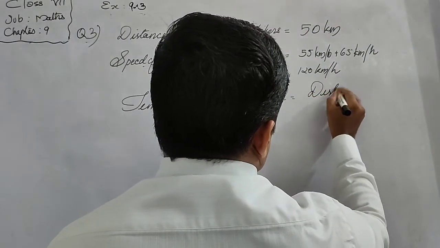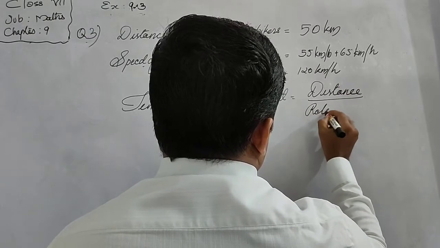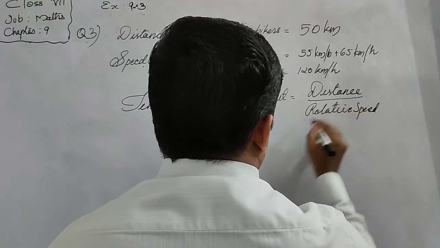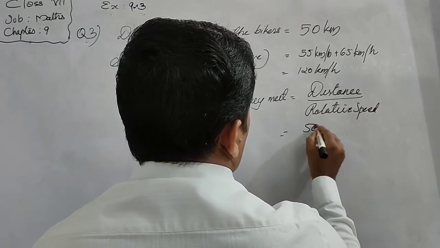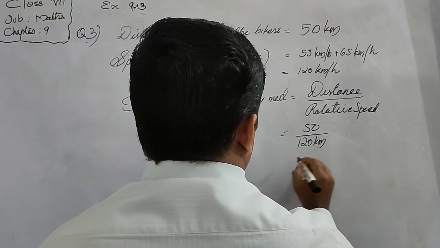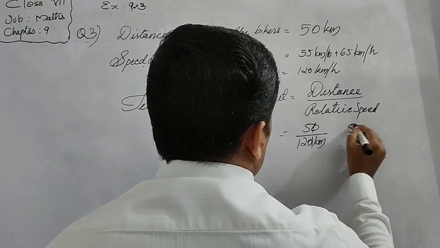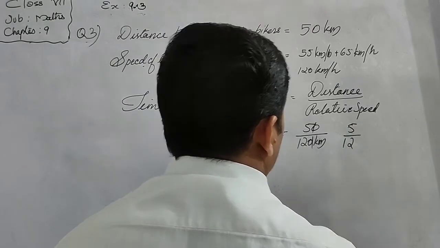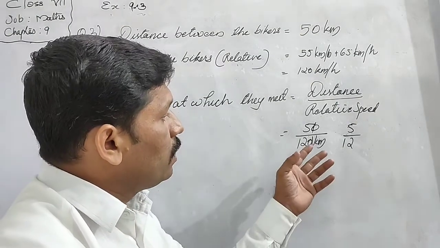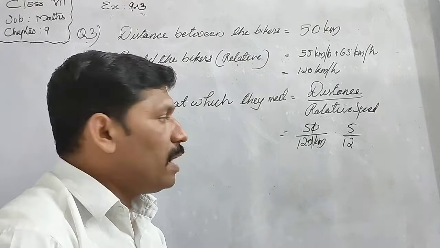and the time at which they meet, time is equal to distance by speed, distance by relative speed. That is equal to 50 kilometers divided by 120 kilometer per hour. So here we divide, that means 5 upon 12 hours, 5 upon 12 hours.